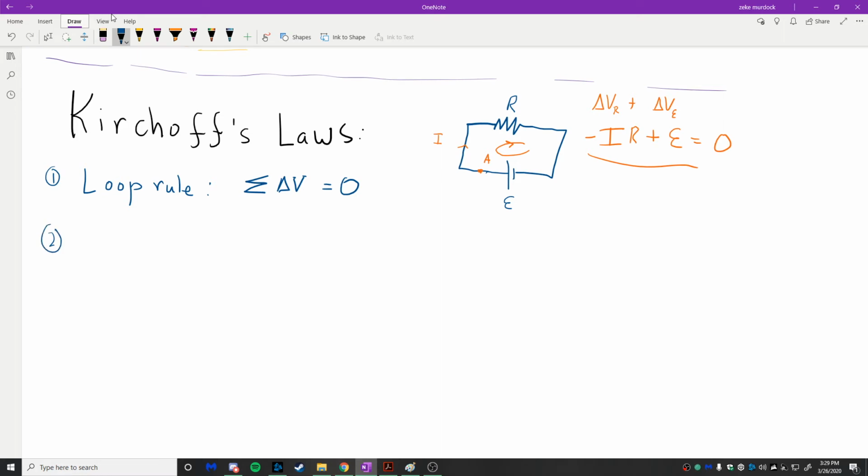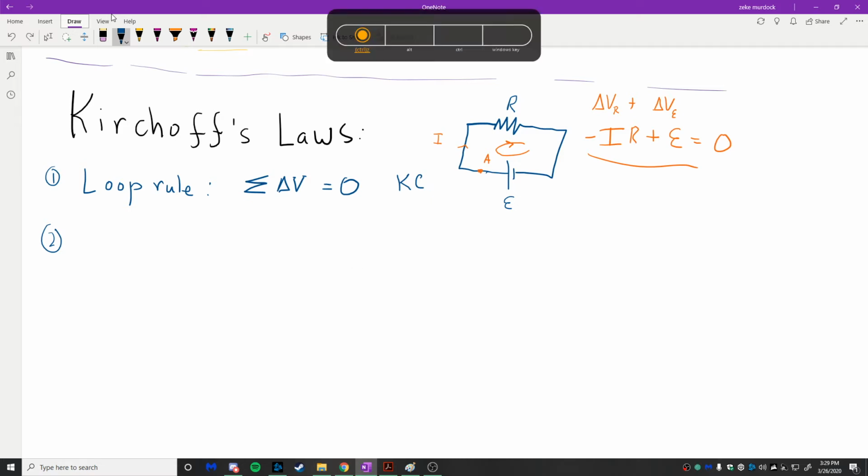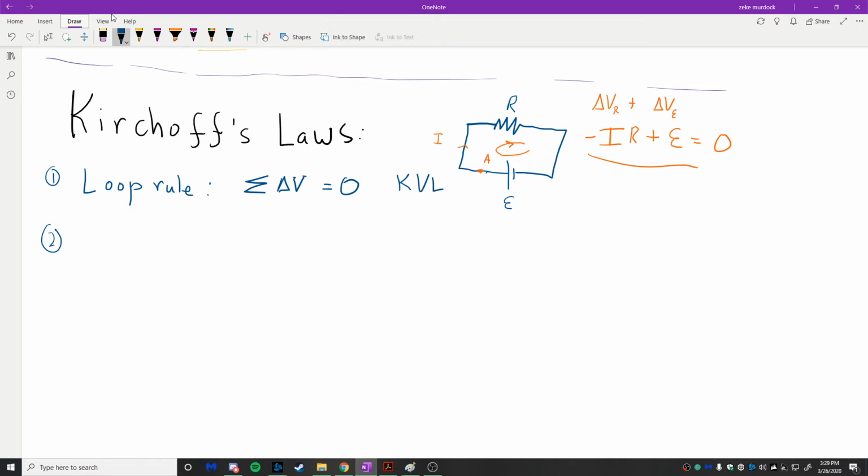And this is sometimes referred to as, I think it's called KCL, is it KCL? No, it's not. It's KVL, I think. K for Kirchhoff, V for voltage, and the L for loop or something like that. I think this is the expression they use in engineering textbooks, although I can't remember. I could be getting that wrong.